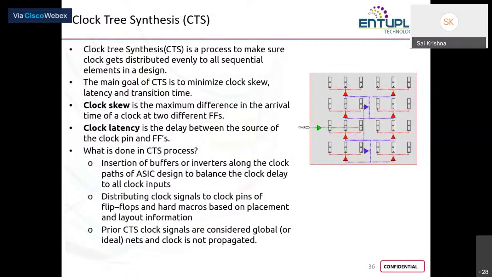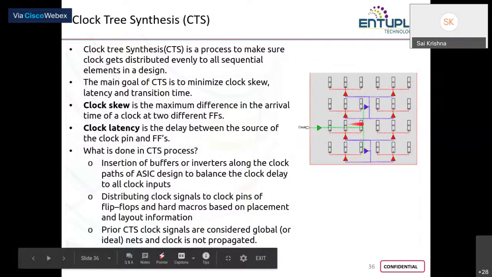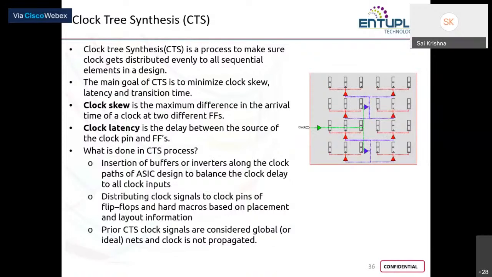So, first of all, why do you need this? Why should we go for clock tree synthesis? The thing is, when you have a highly complex design, it could actually involve any number of sequential cells. And during your placement, these sequential cells could be scattered all around your core area.